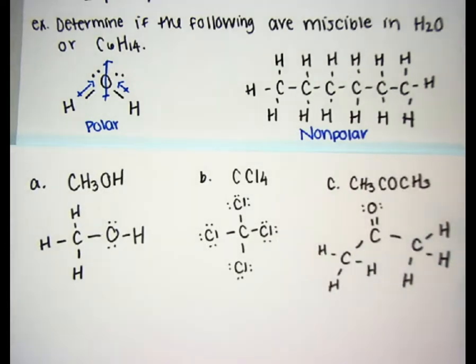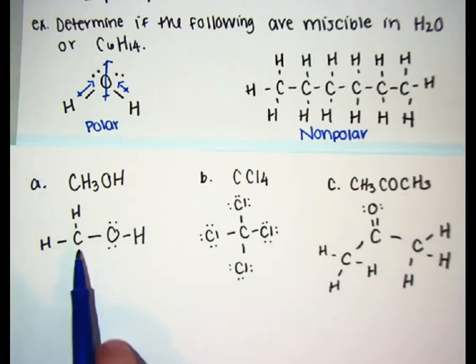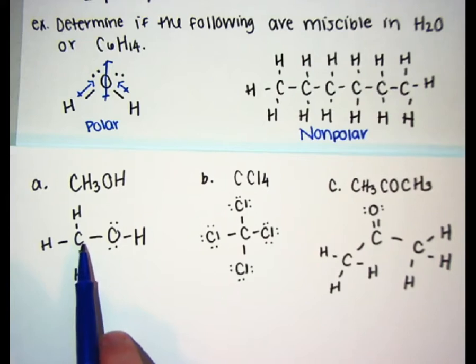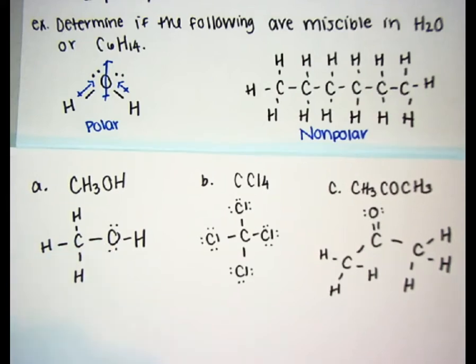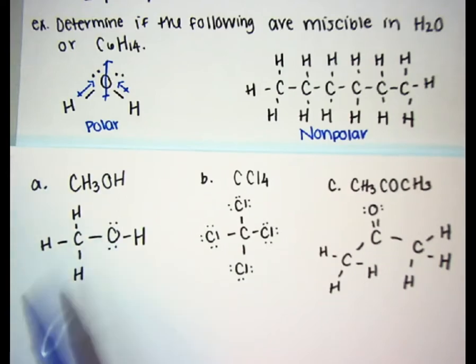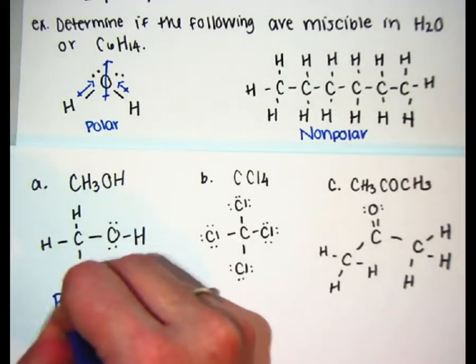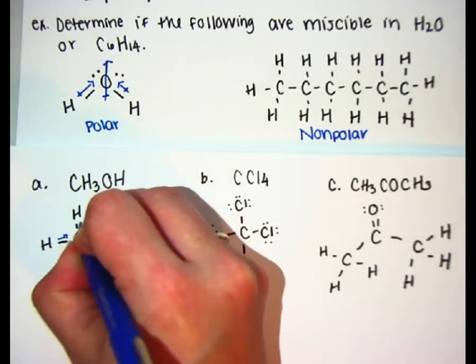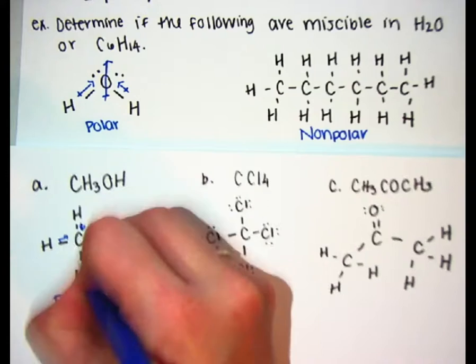So now let's do the same thing with A, B, and C. We want to base it on my central atom, which is this carbon, and we want to determine, is this polar or nonpolar? Because of this oxygen, methanol is going to be polar. Those vectors are not all going to cancel.